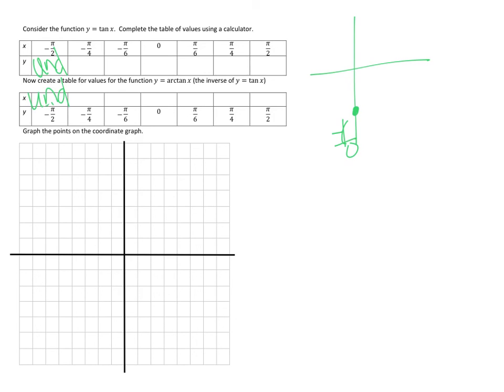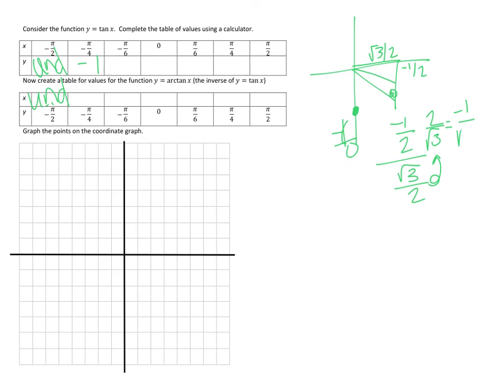Okay, negative pi over 4. Now I've got radical 2 over 2, negative radical 2 over 2. So I'm going to have negative 1 there. Negative pi over 6. Now my opposite is negative 1/2. My adjacent's radical 3 over 2. I do my opposite over my adjacent. Multiply by the reciprocal. Gives me negative 1 over radical 3.